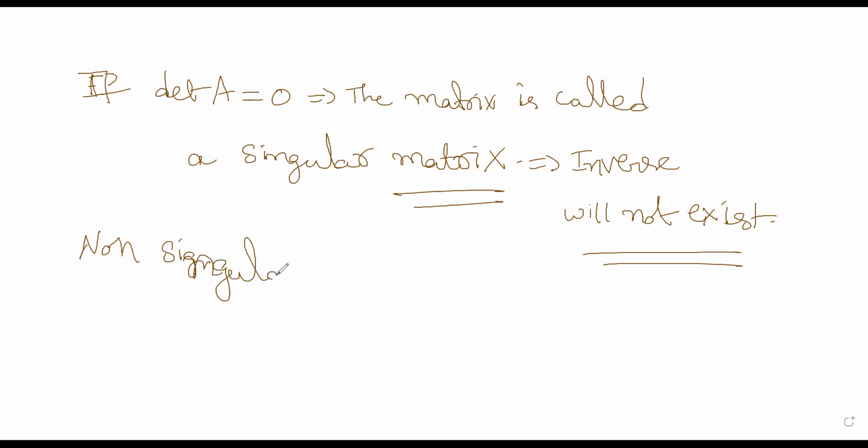The matrix is called a singular matrix if det A is equal to 0, and non-singular if det A is not equal to 0. If det A is non-zero, then we say that the matrix is non-singular. Clear? Now let's move on.